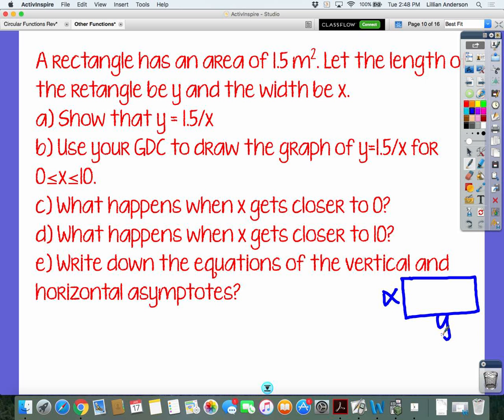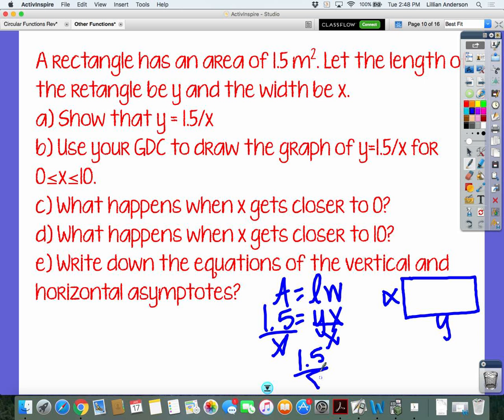We know that area equals 1.5. What's the area of a rectangle? Length times width. So we know that area equals length times width. And don't we know the area already? 1.5. And what's length in the problem? Y. And width? X. So is there a way that I can solve for y here? You could divide by x. And by dividing by x, I get 1.5 over x equals y. Exactly what they wanted me to show what y equals.